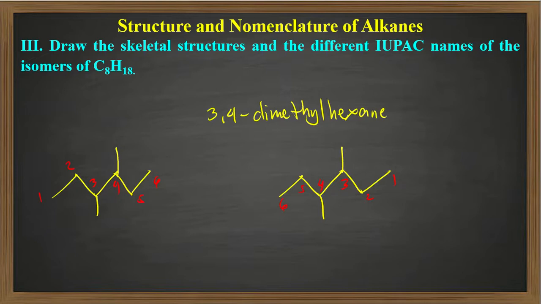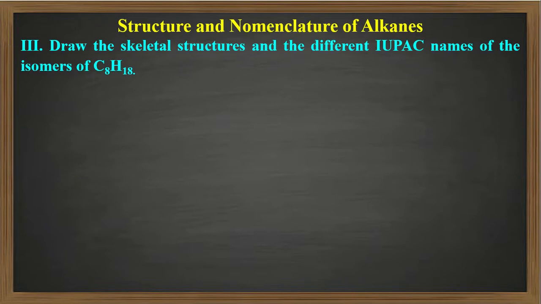Another isomer natin na may parent name na hexane is this one here. We have 3 ethyl hexane. Okay? 3 ethyl hexane. So we have here 2, 3, 4, 5, 6. So ethyl nato din niya. 1, 2, 3, 4, 5, 6, 7. I'm sorry, it's ethyl now. It's not propyl. Ayan.